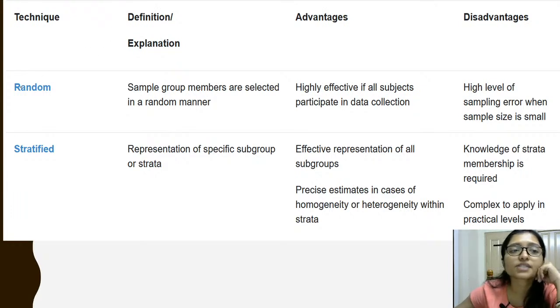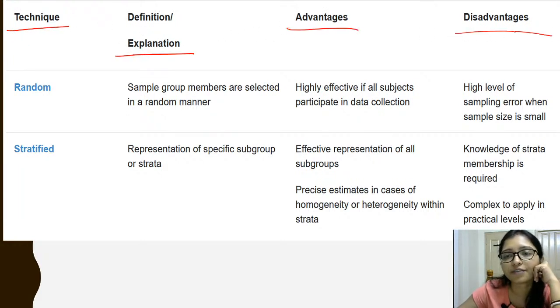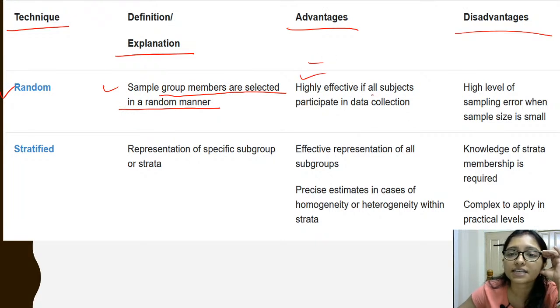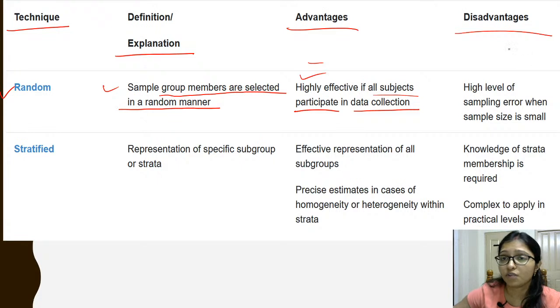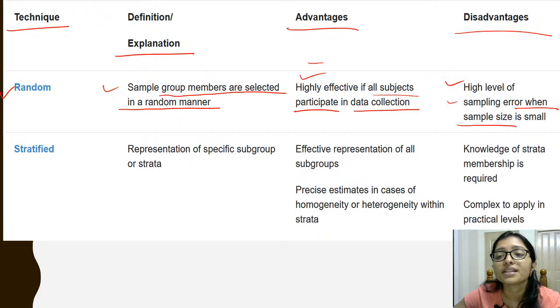Okay. So now see, these are the technique, this is the explanation, and this is advantage and disadvantage. So I think this chart will be helpful before your exam. Here random means simple, group members are selected in random manner, and its advantage is highly effective if all subjects participate in data collection, right? Means it is effective when all subjects are there, means randomly you are choosing. And what is the disadvantage? That is high level of sampling error when sample size is small.